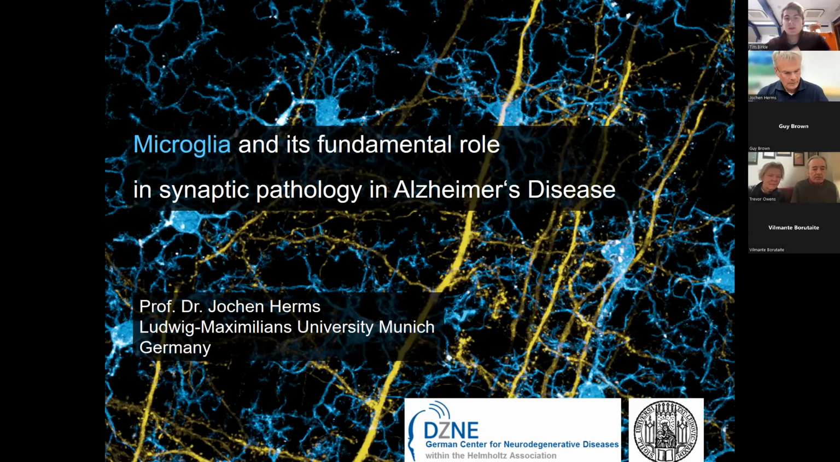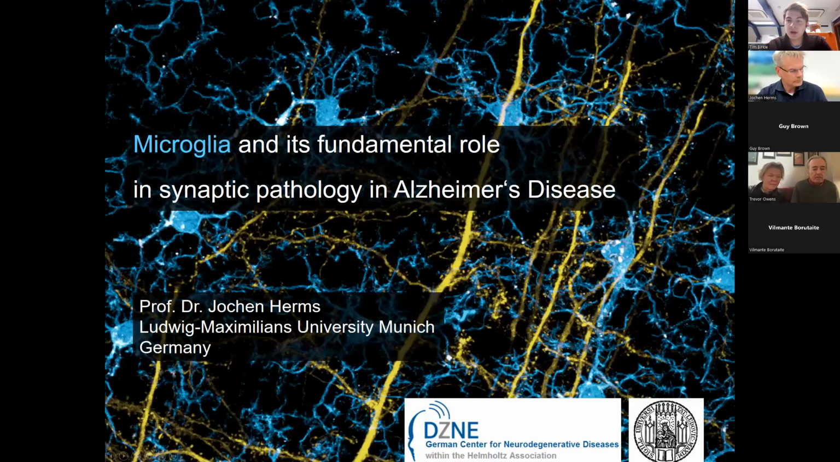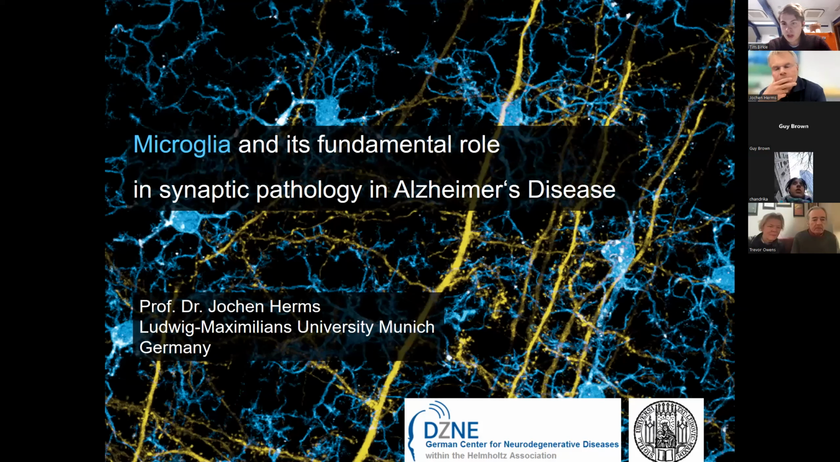To introduce Dr. Herms, by applying morphological, biochemical and electrophysiological methods and modern imaging, the lab of Dr. Herms is best known for its work on synaptic dysfunction in neurodegenerative diseases. Basic studies have been conducted on the physiological synaptic function of proteins critically involved in these diseases, particularly the prion protein, tau, synuclein, presenilins, and amyloid.